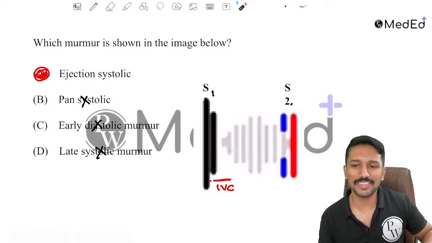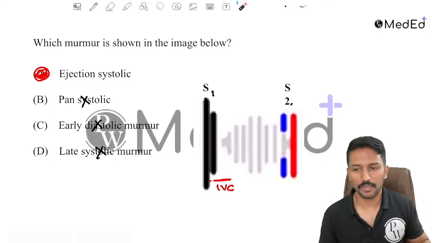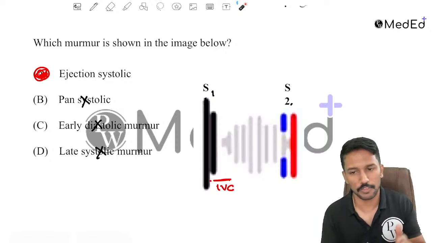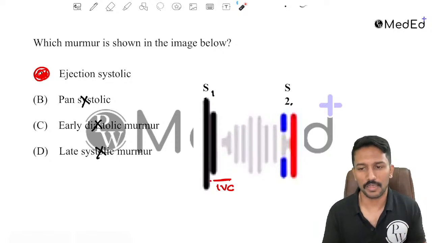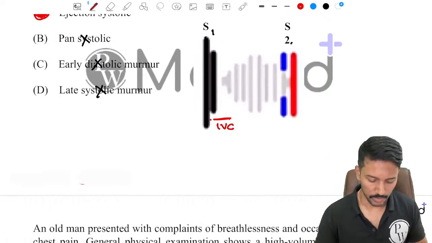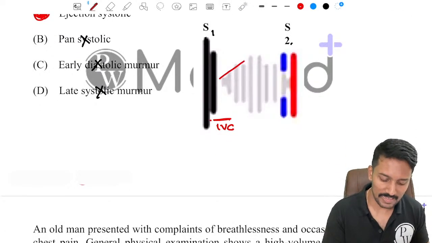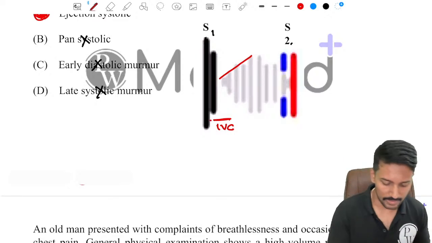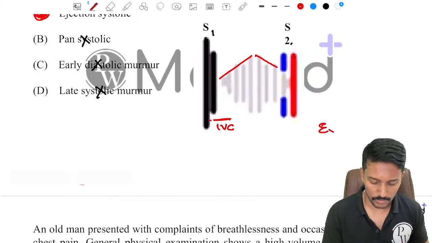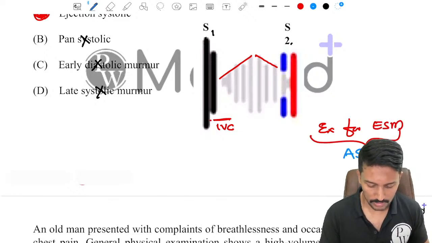So if this murmur is heard from the aortic area, that is a very classical example for aortic stenosis. And if the same murmur is heard from the pulmonic area, that would be a classical example for pulmonic stenosis. This is an ejection systolic murmur. And what do you call this? Crescendo, increasing intensity, and then decreasing intensity, crescendo-decrescendo murmur, right? So examples for ejection systolic murmur: one is aortic stenosis, second one is pulmonic stenosis.